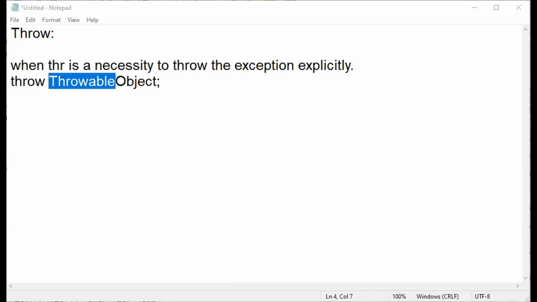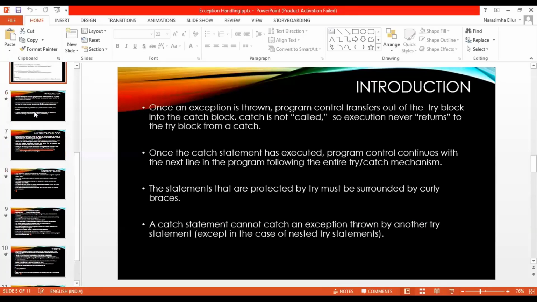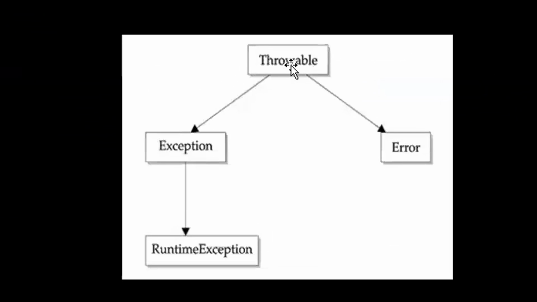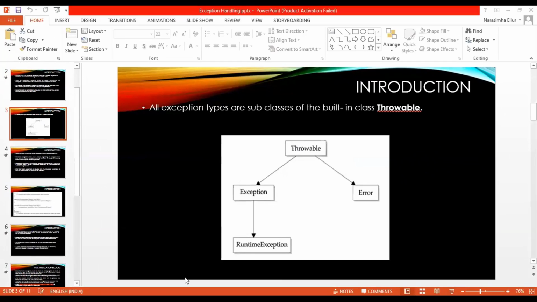When I showed you the class structure of exceptions, we said that you have a class called Throwable. From Throwable, you have two different classifications: one is Exception and another one is Error. From Exception, you have a subclass called RuntimeException. Now what we are saying is, whenever we are throwing an exception, it should be an object of this Throwable. So let us see a small example of how exactly we throw an exception explicitly.